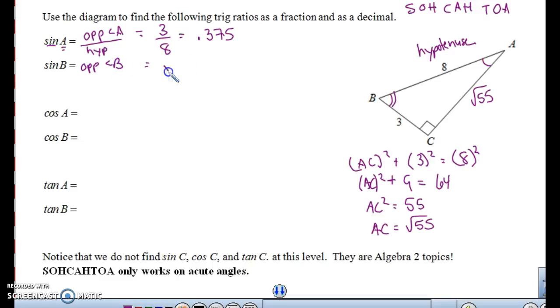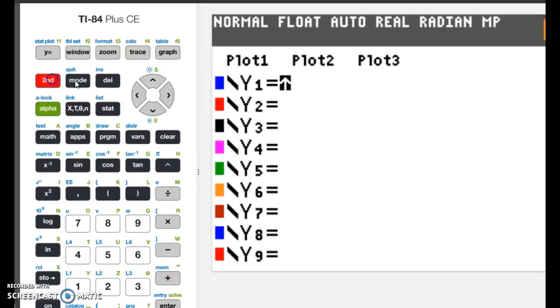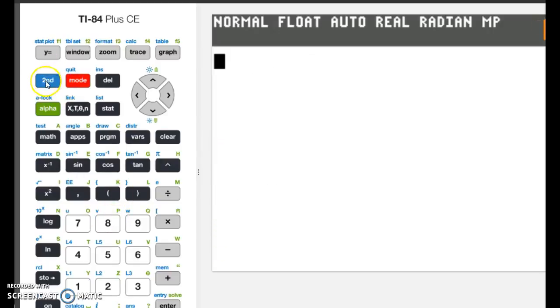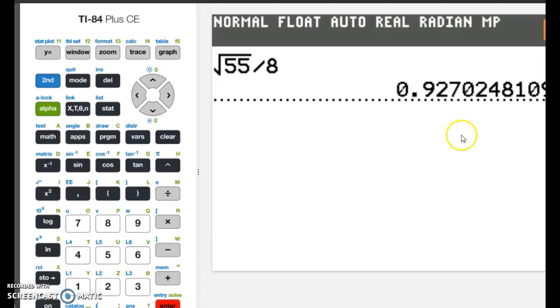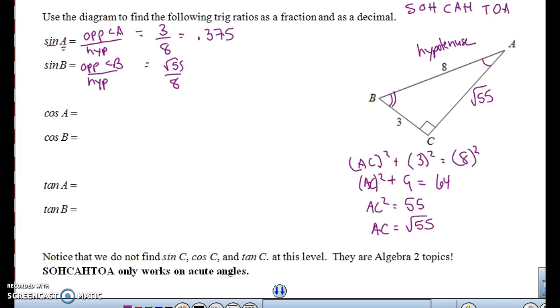So that's going to be the square root of 55 over the hypotenuse, which is 8. When you're dealing with these values, you want to make sure that you just divide them out. So the square root of 55, make sure that you stop your square root, divided by 8. About 4 decimal places is good. 0.9270 is your sine. So that's approximately 0.9270. Usually about 4 decimal places is good, but you may be asked to round to a different place, but that's fine.